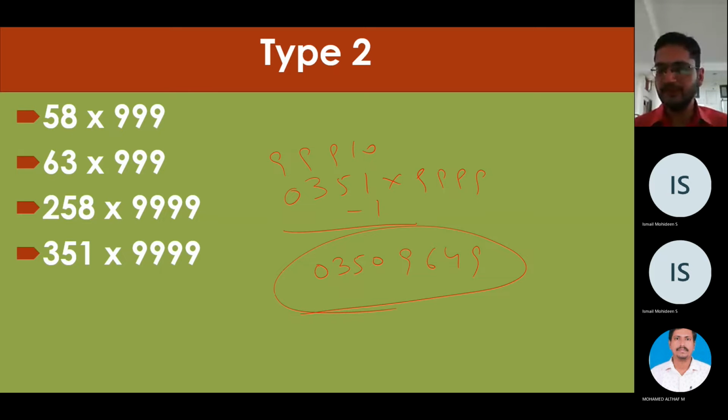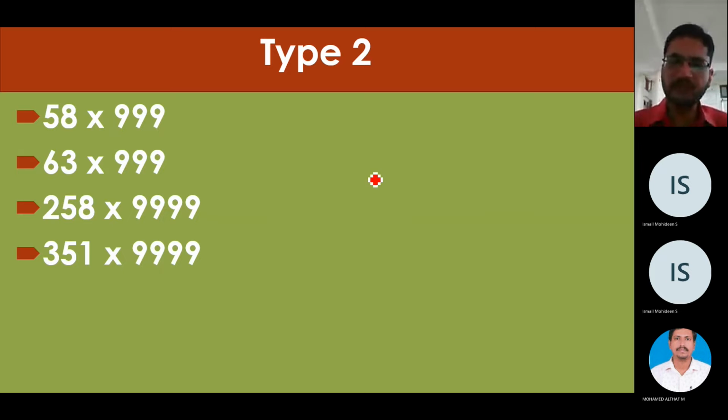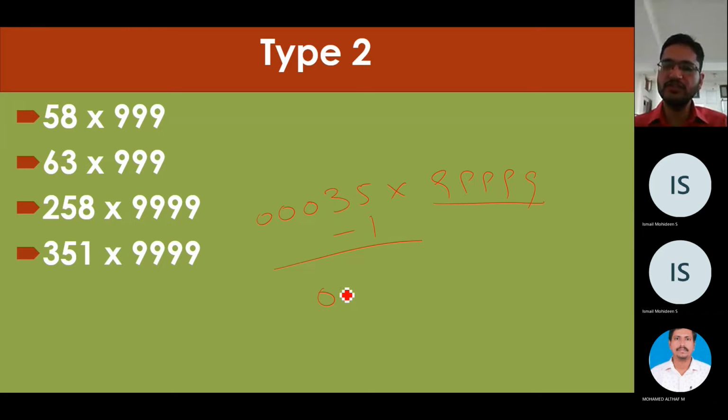3509649. One more example, if we are to multiply 35 with 5 nines. Here we have 5 nines. So I will write 3 zeros in the front of this number. Now it is a question of type 1. So first of all we will subtract 1 from this number, 00034.